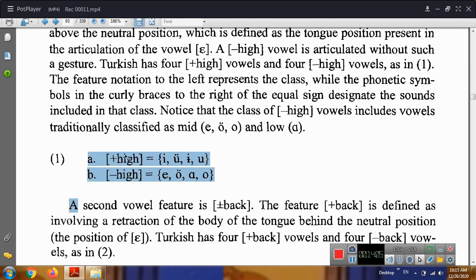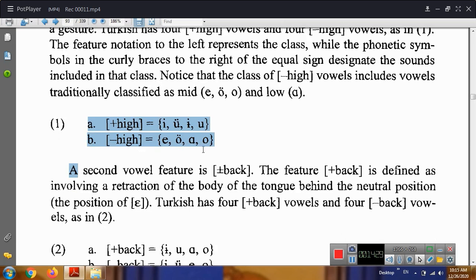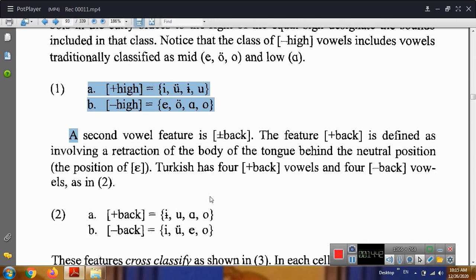Here we have two square brackets. We write plus high, meaning those vowels which are high, and we show the sounds in the curly braces: I, Ü, I, U. And minus high are E, Ö, A, O, the mid and low vowels. That was one distinctive feature which separates these 4 sounds from the other 4.